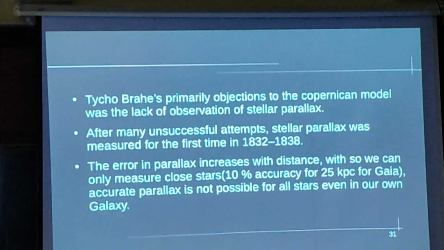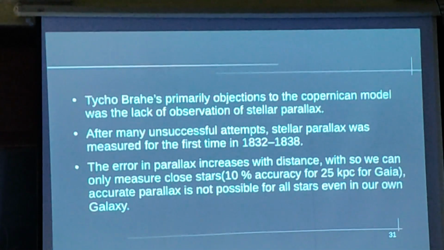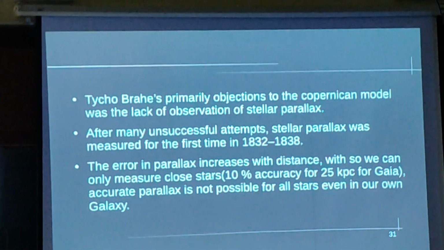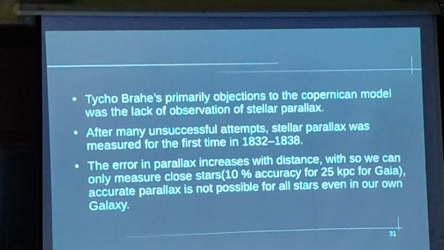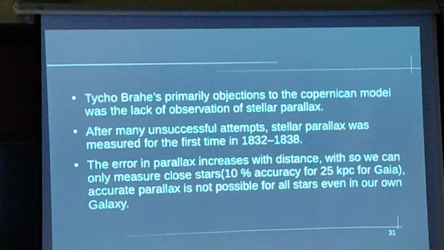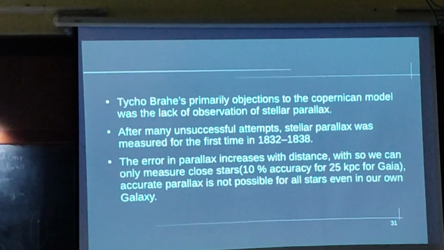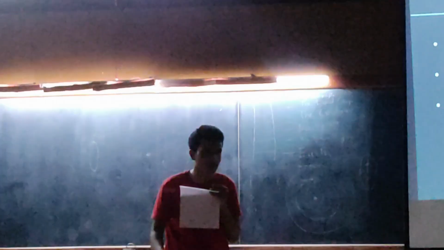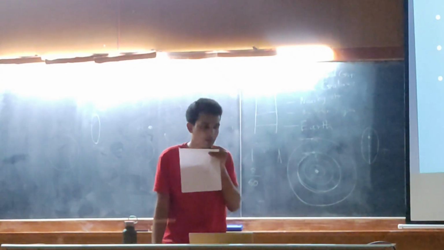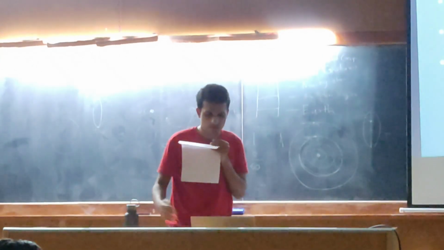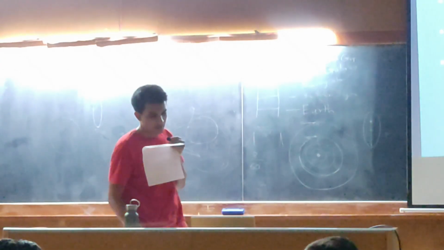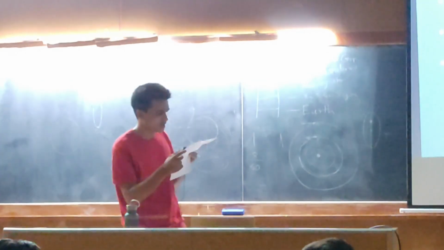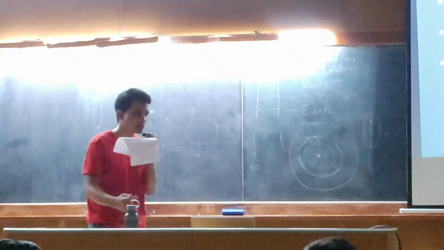One of the people, Tycho Brahe, who was the observing guy for Kepler, never supported heliocentrism even after Kepler's work. He died before Kepler. But one of the primary reasons for him not supporting the heliocentric model was that stellar parallax was not observed. He expected this, but we never saw stellar parallax. And after many such efforts, in 1832 and 1838, we saw this parallax. We measured it. But parallax has some limitations.